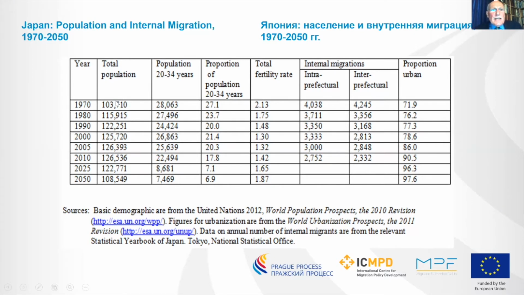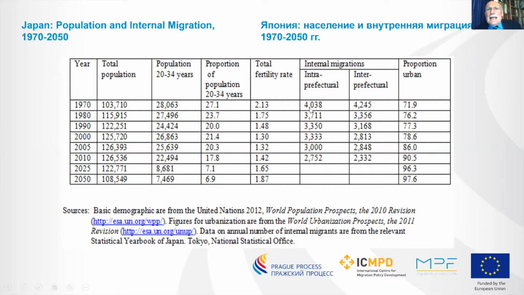This is the overall population here, 103 million, but it has declined from 126.5 million in 2010 and is projected to be 108.5 million by 2050. This is the population 20 to 24. I'm not consistent, it's just for the purposes of discussion. I'm looking at different age groups. This is the number of people 20 to 34 who were in those populations at that time. So a decline from 28 million in 1970 to 8.7 million in 2025, which is just 3 years from now.